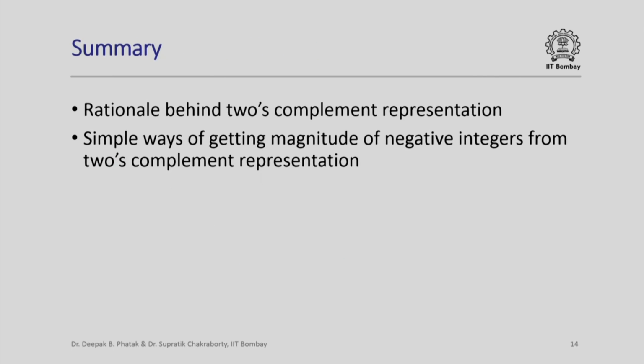So in summary, we saw the rationale behind 2's complement representation, and we saw 2 simple ways of arriving at the magnitude of negative integers from 2's complement representation.